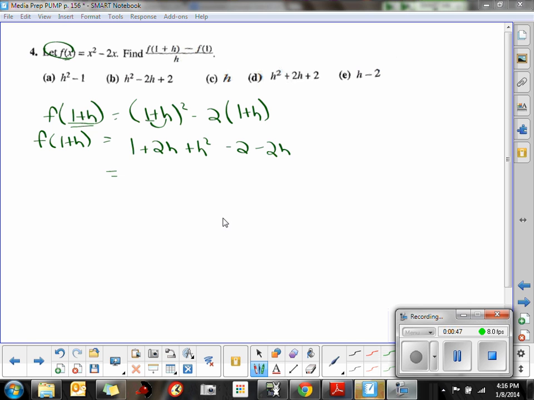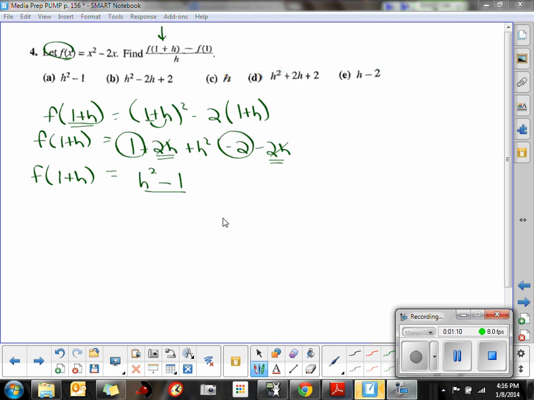So I'm going to simplify it a little bit further and put it in standard form. So it's h squared. I can collect this like term with this like term. They cancel. And it's going to collect our 1 with the negative 2, and that's going to be minus 1. So in simplest form, f at 1 plus h is h squared minus 1. I want to keep that in mind because that's going to go back up into our original expression up here.